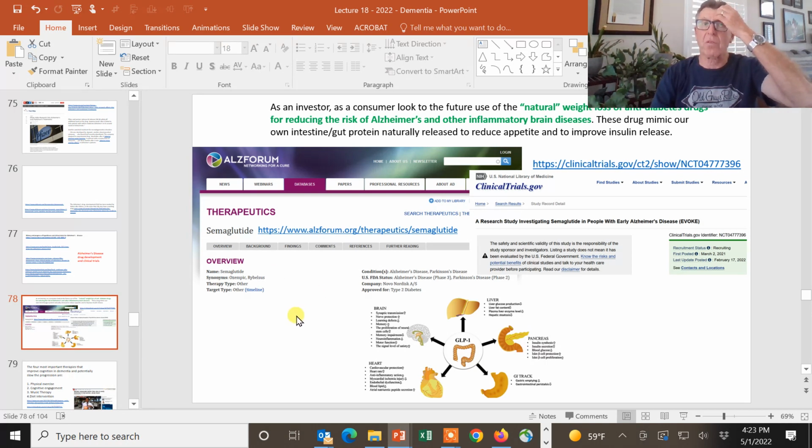And then lastly, this is the one that we talked about in class. That I particularly think is a really exciting clinical trial.